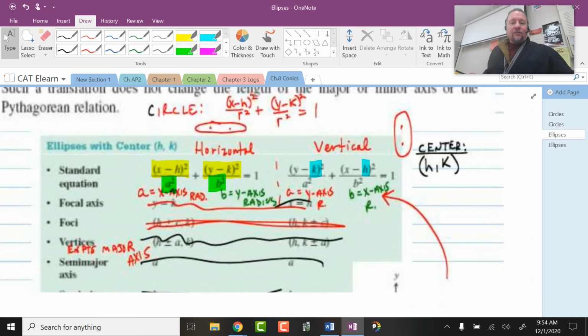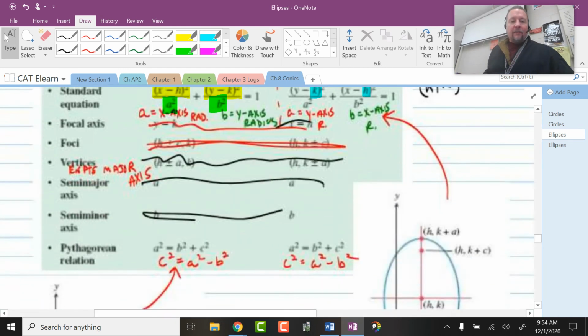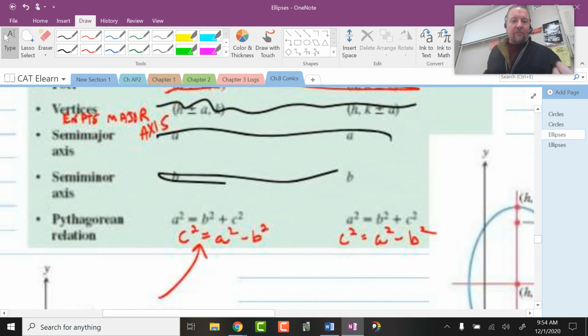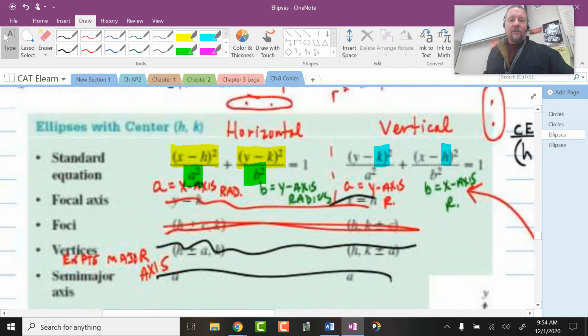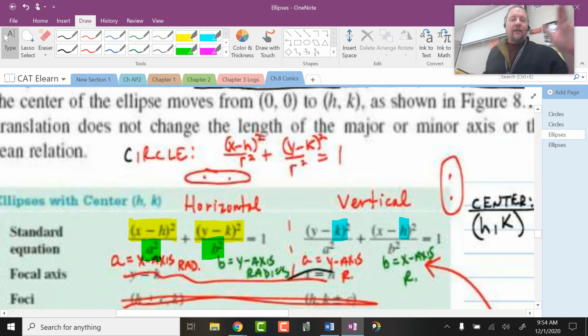Okay, and then all the rest of this is repeat and repeat. How do I find the foci? Same thing. Why rewrite that? Don't. All you're doing is this, and then everything is based off of the center, and we'll find all the other information. We're going to keep this simple.